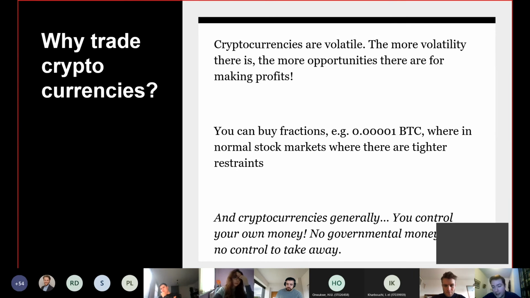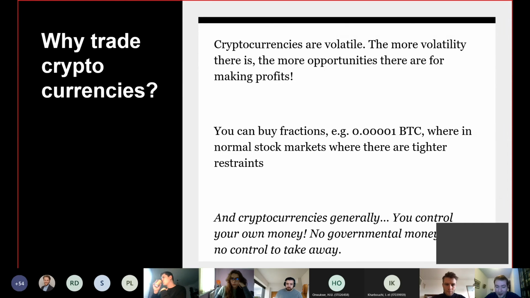Also, it's possible to buy fractions. So if you want to buy Bitcoin, you can buy 0.00001 Bitcoin, whereas in some stock markets, it's more difficult to do that. That's because Bitcoin and most cryptocurrencies can be divided into 8 zeros after the comma.